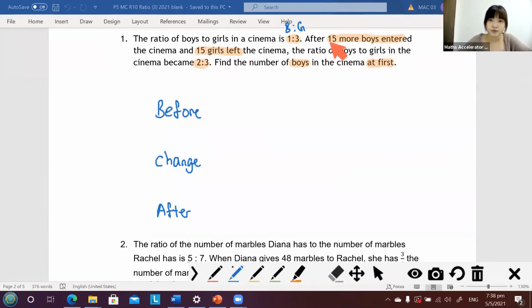Alright, so this is going to be boys to girls. So fill in the table. The starting ratio is 1 is to 3. Okay, and the after ratio, according to the question, after 15 more boys entered and 15 girls left, became 2 is to 3.